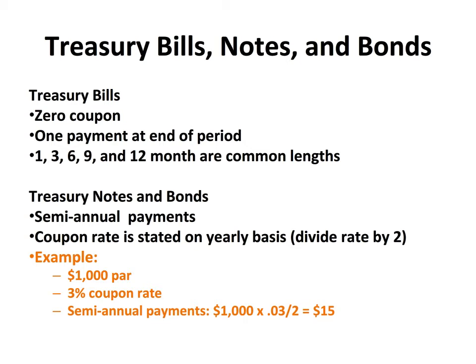Treasury notes and bonds are, again, over a year in length and maturity. They make semi-annual coupon payments, so there's a coupon payment at the end of every semi-annual period. Coupon rate is stated on a yearly basis. We divide that rate by 2 to come up with the coupon payment. So in our example there, if we have $1,000 par, 3% coupon rate, our semi-annual payments are $15.